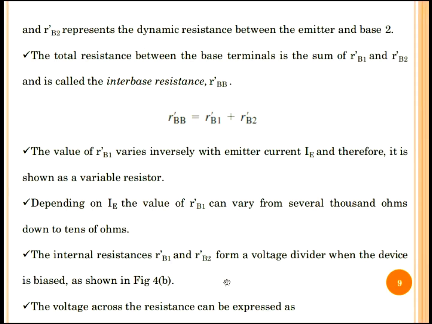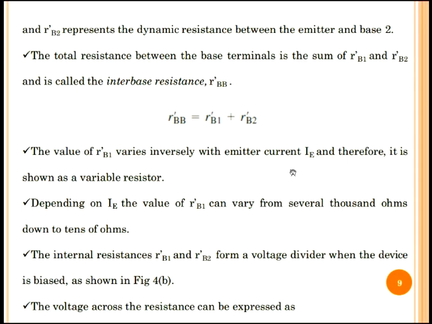The total resistance between the base terminals is the sum of R prime B1 and R prime B2, and is called the inter-base resistance. The inter-base resistance R prime BB will be the sum of R prime B1 and R prime B2. The value of R prime B1 varies inversely with the emitter current, therefore it is shown as a variable resistor. So the value of the RB1 resistance varies inversely with the emitter current, right?